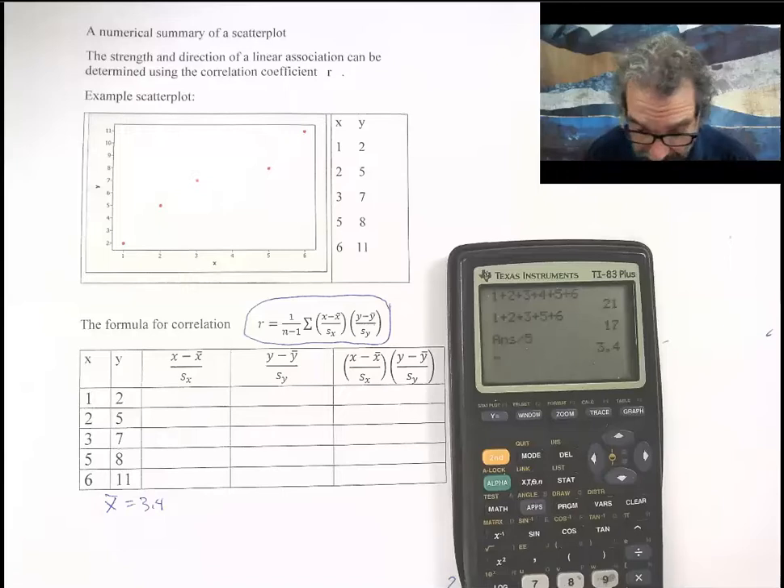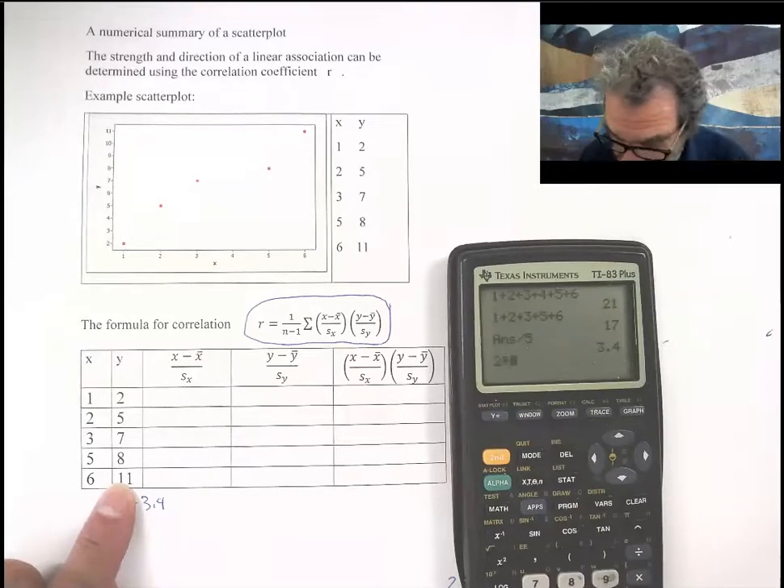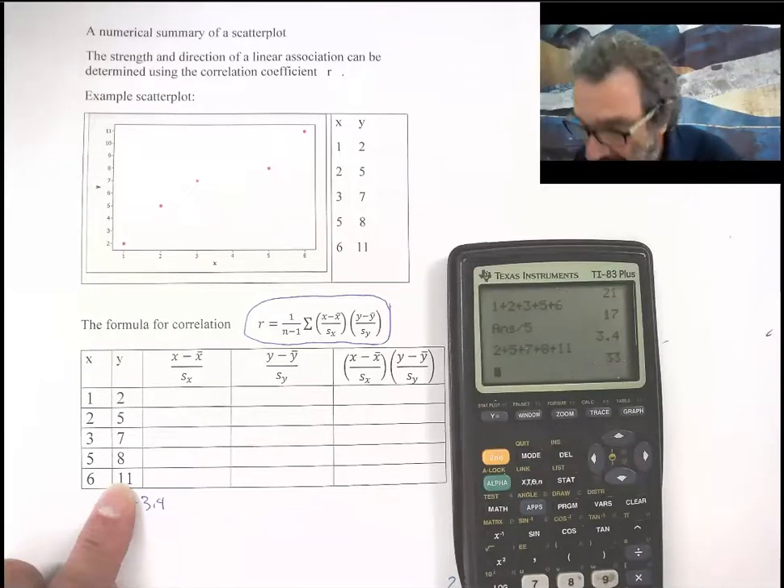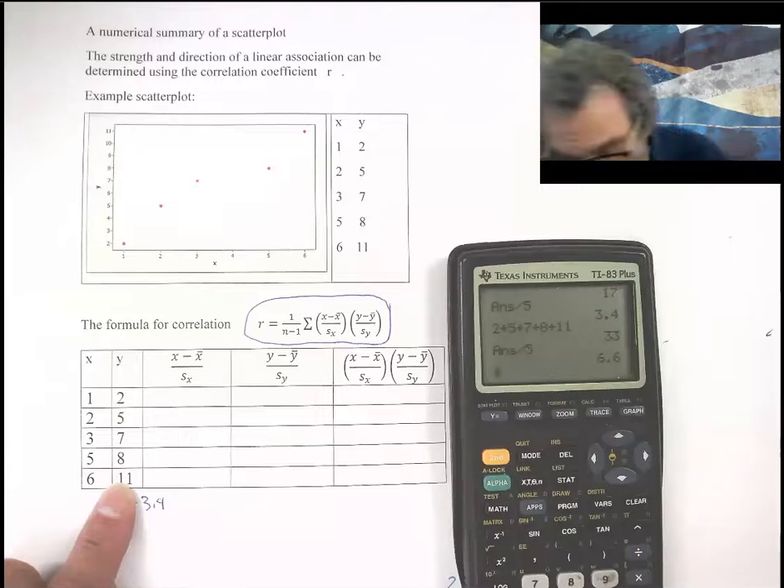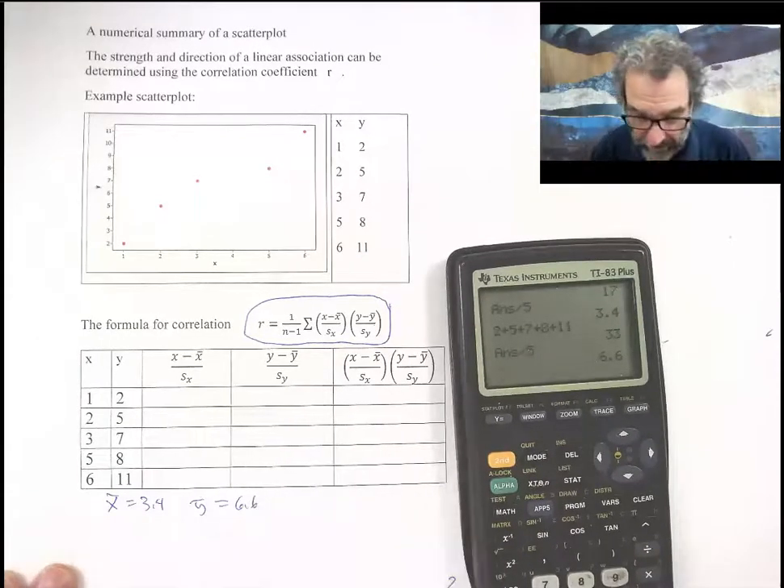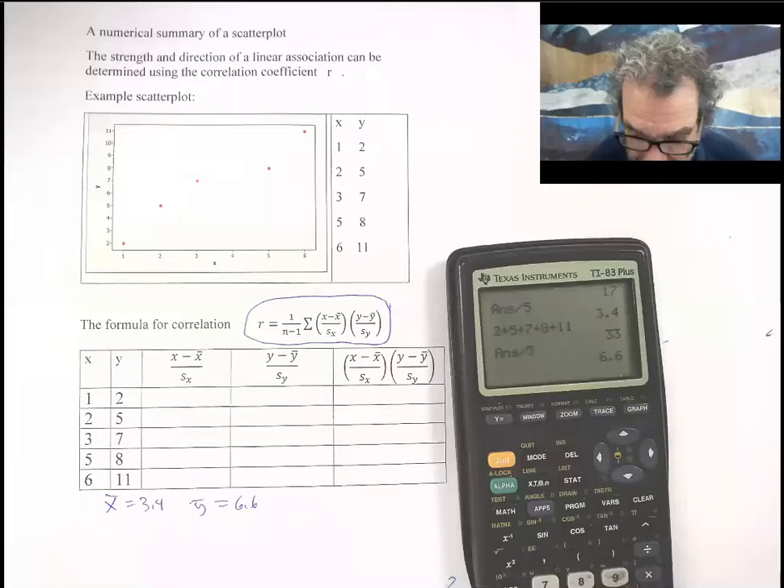And then Y bar is this one. 2 plus 5 plus 7 plus 8 plus 11. Divide that by 5. 6.6. Oh, we need SX and SY.